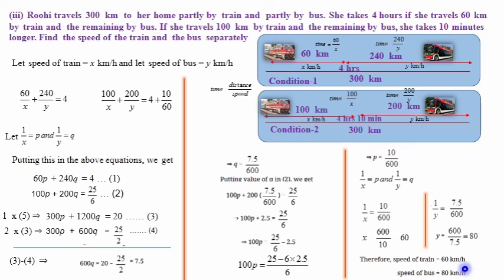The speed of the train is 60 km per hour and the speed of the bus is 80 km per hour. Once again I tell you that if you did not get the concept, pause the video and watch again, and only once the concept is clear, copy it down in your notebook.